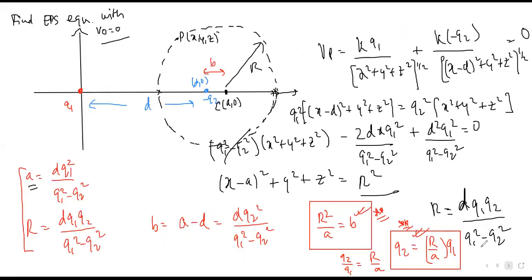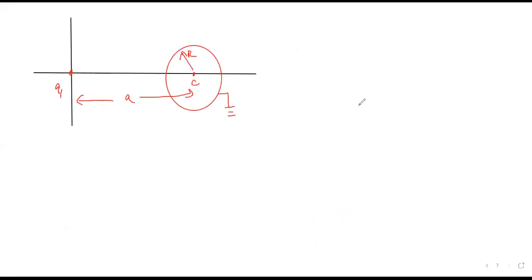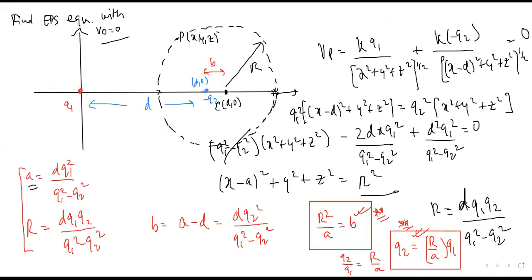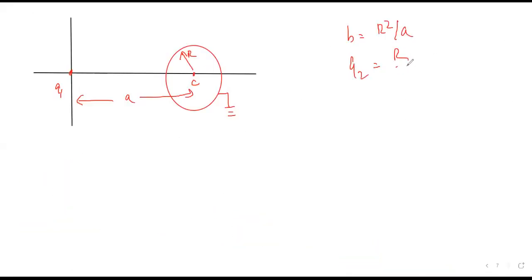देखो समझ में आ रहा है या नहीं? b का value can be written as r squared by a, and q2 का value can be written as r by a into q1. Yes or no? Yes, sir.